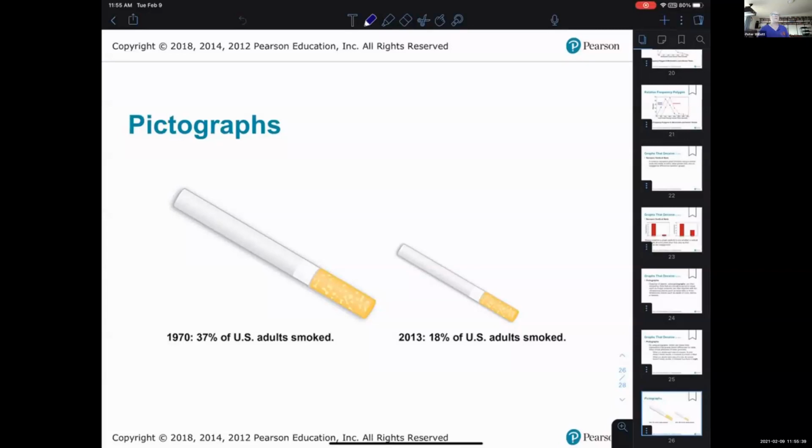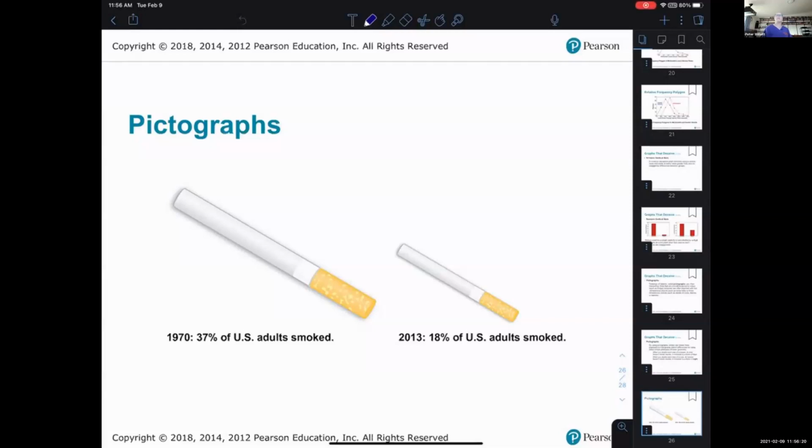In 1970, 37% of US adults smoked. In 2013, 18% of US adults smoked. To compare the two numbers, 18% and 37%, they're using a picture of a cigarette because they're talking about how many people smoke. The way they've drawn the picture, you're supposed to get a visual impression of how many fewer people smoke now than previously, or how many more people smoked back then compared to now, which was 2013. This is obviously older data.